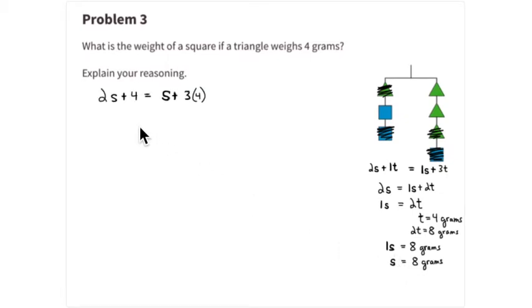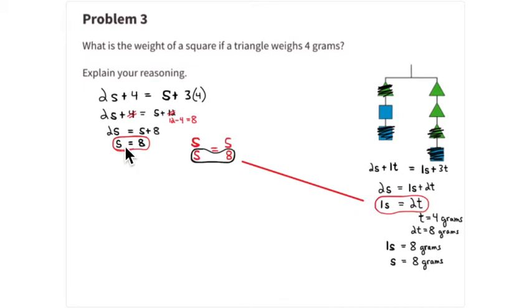I'm going to rewrite this one more time using just one variable, the square, and then numbers for the triangles. So 2 squares plus 4 units is equal to 1 square plus 3 times 4 units, or 12. So 2 squares plus 4 units equals 1 square plus 12. And I can subtract the 4 from each side. And so now 2 squares are equal to 1 square plus 8. 12 minus this 4 right here equals 8. And so 1 square is equal to 8.